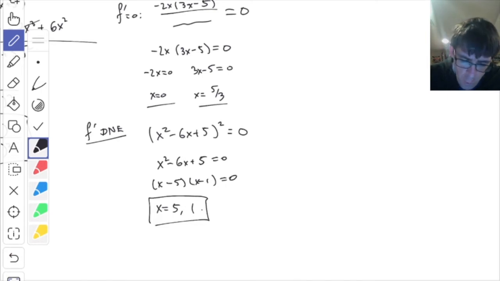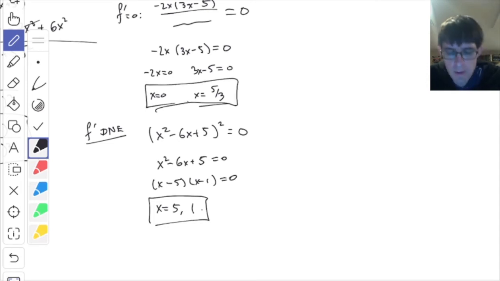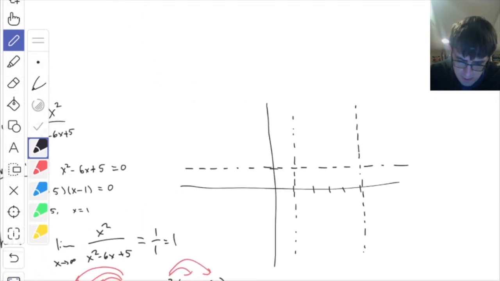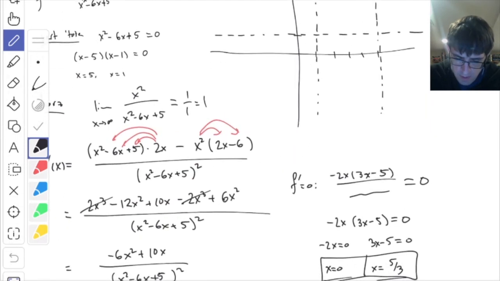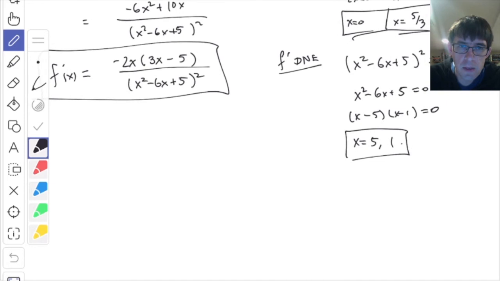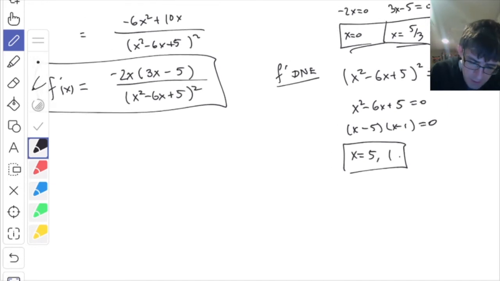Overall, I have 4 critical numbers, don't I? 2 where the derivative is 0, 2 where the derivative does not exist. Let's make that increasing and decreasing chart. I'll do it over here because it's not very convenient up there. I want to be able to see everything at once. All right, increasing, decreasing.